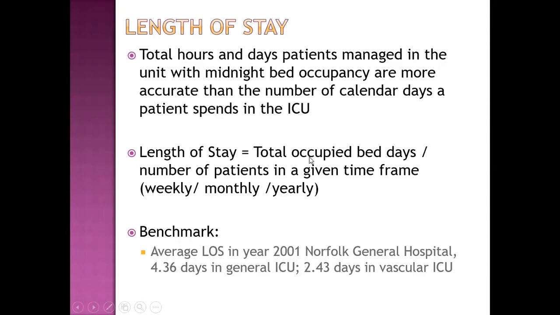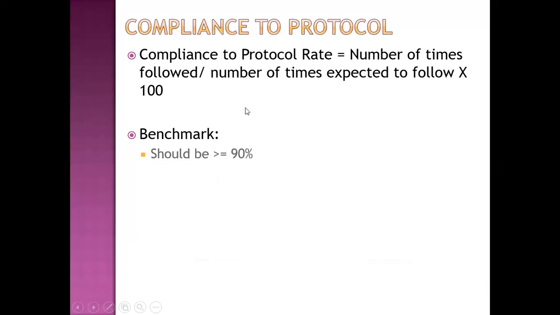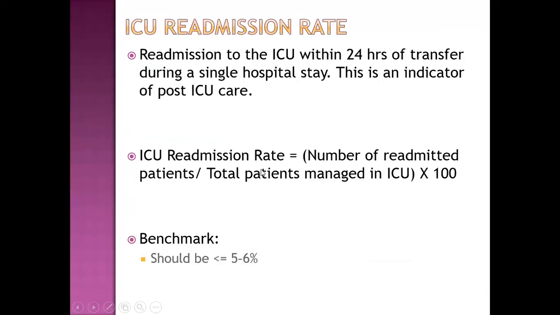So length of stay is equal to total occupied bed days divided by number of patients in a given time frame. And the time frame can be weekly, monthly, yearly. So average length of stay in the year 2001 at Norfolk General Hospital was 4.36 days in general ICU and 2.43 days in vascular ICU. Compliance to protocol rate is equal to number of times a protocol is followed divided by number of times it is expected to follow, multiplied by 100, and it should be more than or equal to 90%.